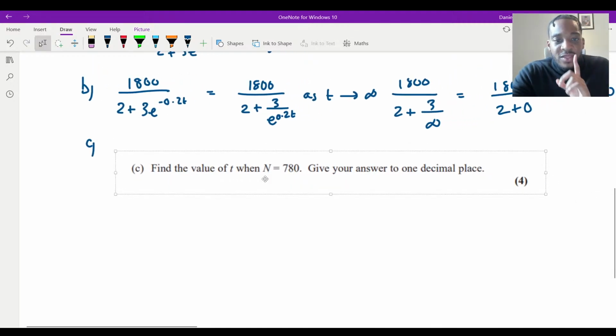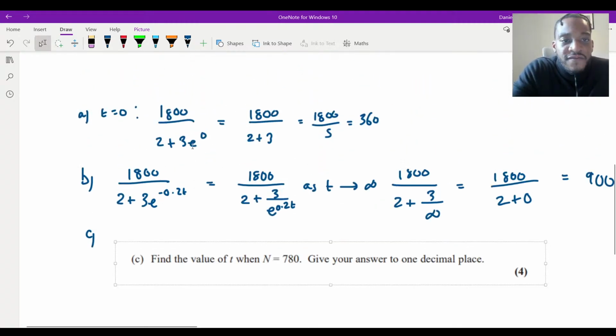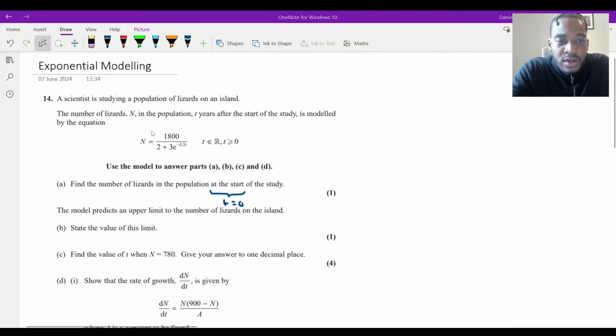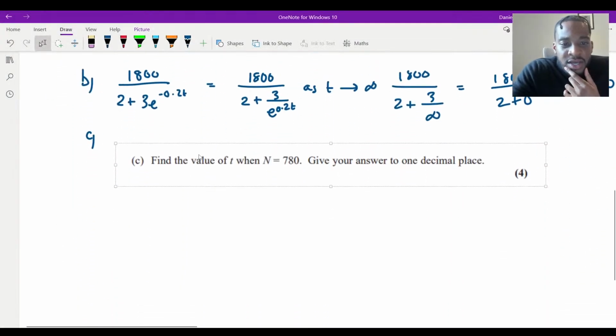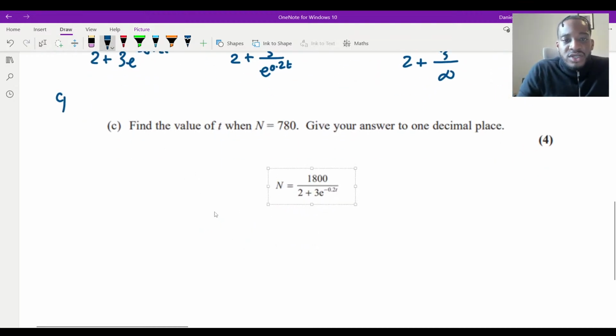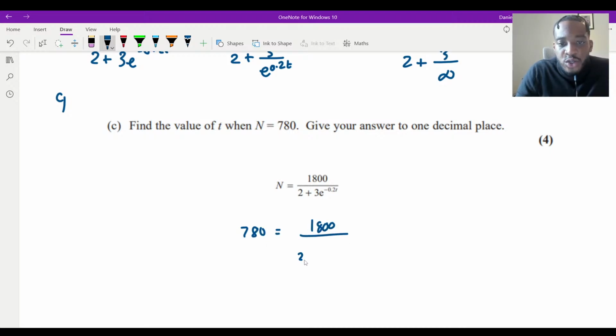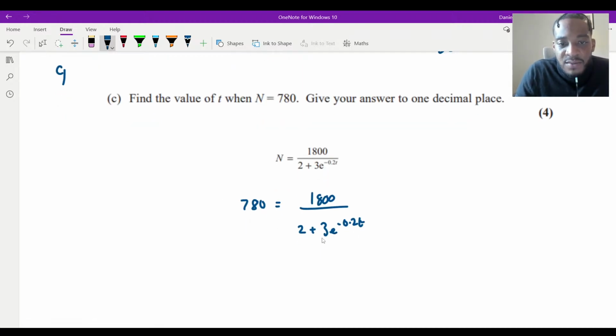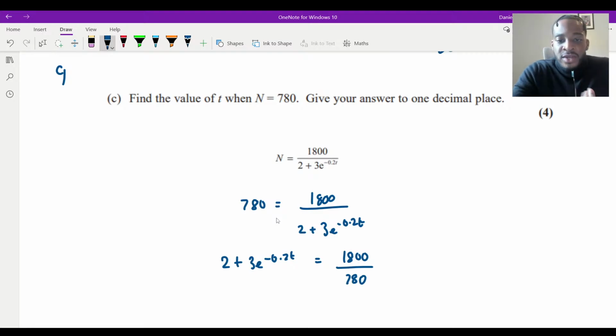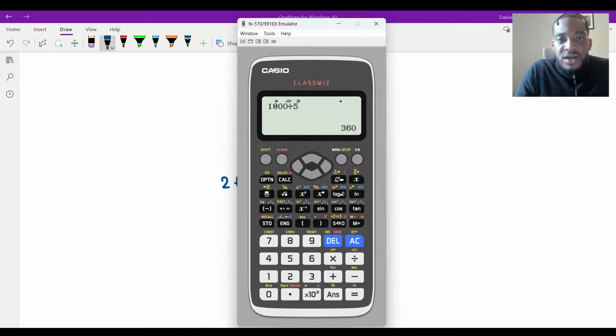Anyways, we need to find t when n is 780. So remember the actual function. So I need to find t when n is 780. It's just rearranging. I've got 780 for n equal to 1,800 over 2 plus 3e to the minus 0.2t. And then now I need to solve for t. If I multiply up, it's going to be equal to 1,800 over 780, just flipping them over. Now what is that going to be? Let me put it in my calculator just to simplify that.